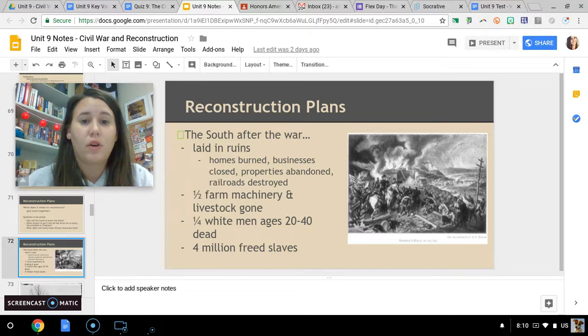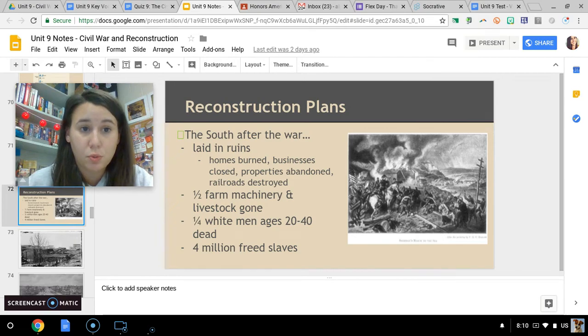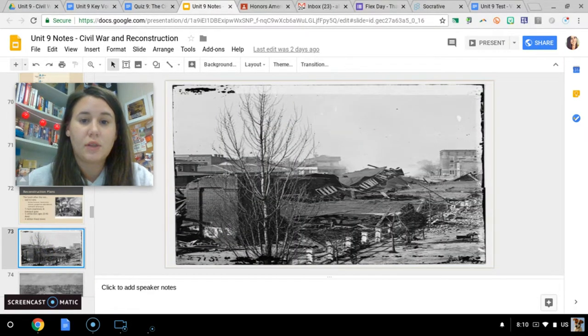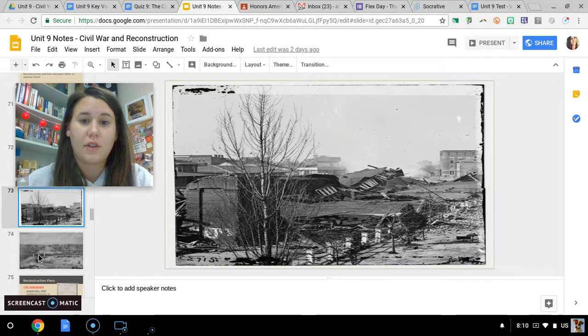So the South after the war lay in ruins. Many homes were burned and destroyed, businesses were closed, properties completely abandoned, the railroads were destroyed. Half of the farm machinery and livestock that was in the South prior to the war is gone because of the total war tactics. 25% of white men ages 20 to 40, the fighting population, are dead. They were also the backbone of the economy prior to the war, and there are 4 million freed slaves whose fates are yet to be determined. So we see here some of the photographs, the destruction of the South after the war.